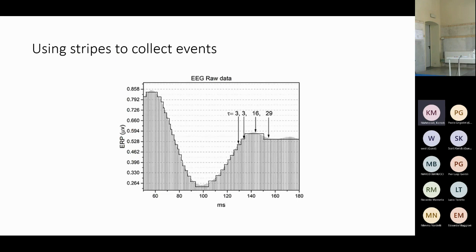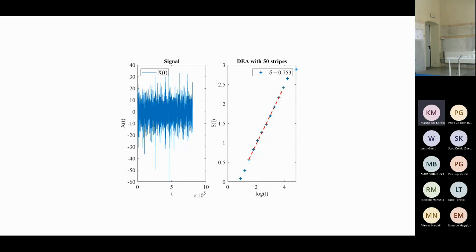Usually we use more than one stripe or threshold. This is a part of an EEG signal. Whenever this trajectory passes from one threshold to the other, we can define all these events, which gives us more events. This is a typical graph that we get by diffusion entropy analysis. This is the EEG with almost 10 to the 5 data points, and on the right is the scaling. The slope gives us the scaling.